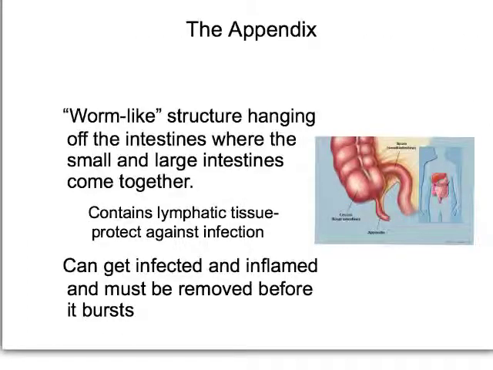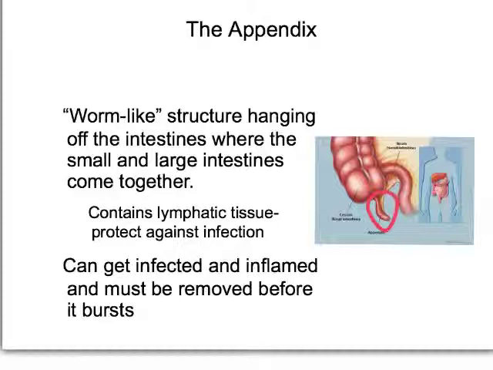All right, before we get too far ahead of ourselves, let's talk about that little appendix that hangs off of our intestines, since it can be such a bother to some. Basically, it's a little worm-like structure that hangs off the intestines, between the small and the large intestines. It does contain some lymphatic tissue to help protect against infection. We have bacteria in the large intestines, but not really any bacteria in the small intestines. So it is thought that it holds some lymphatic tissue that's going to help the bacteria stay in the large intestines and not in the small intestines.